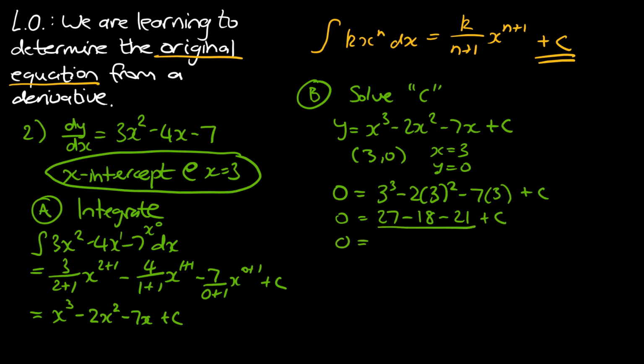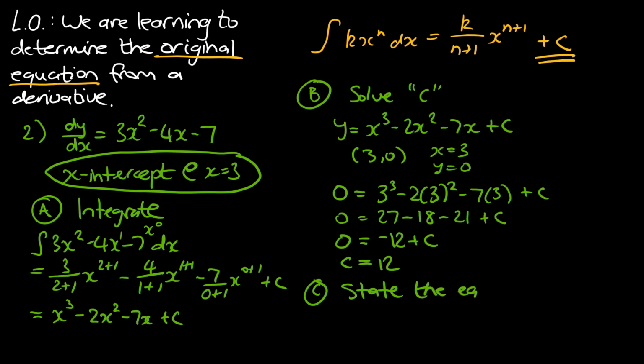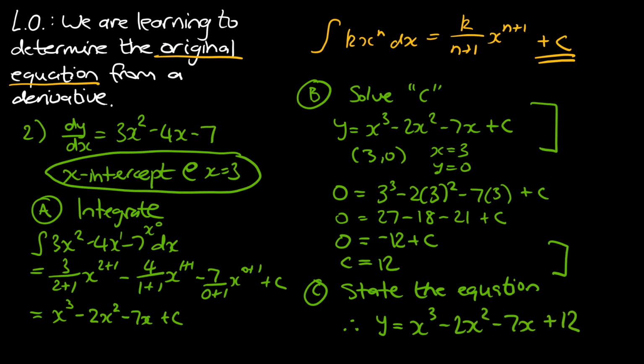So let's clean up. What does all this come to? 27 minus 18 is 9, and then 9 minus 21 is negative 12. We add the c back, and that makes c equal to 12. So we've now solved for c. The final step, wrapping it all up, is that you've got to state the equation that you've just figured out. In our case, we're going to use the bit up here with the c to state our final equation. So y is equal to x cubed minus 2x squared minus 7x plus 12.